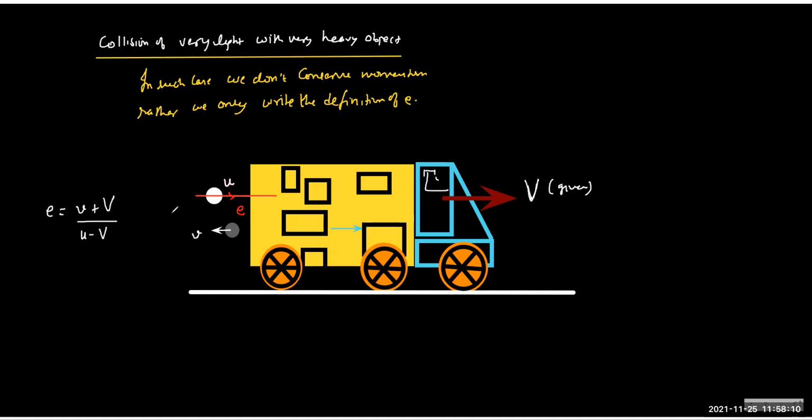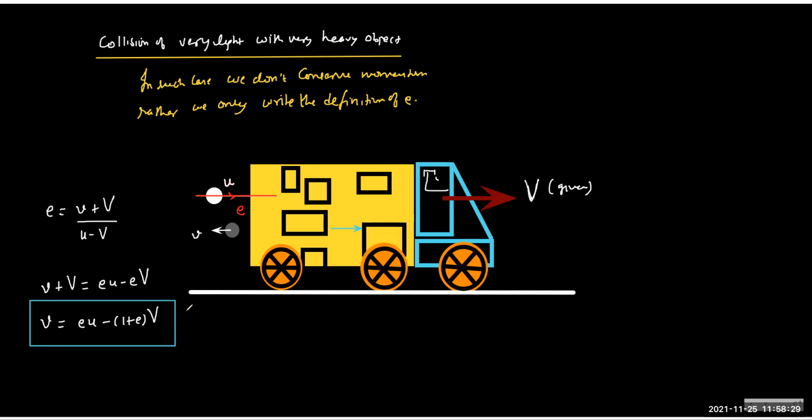And now this solves the question. So v plus capital V equals E times (U minus V). So the small v becomes this, and this is again a very, very interesting and very important relation.